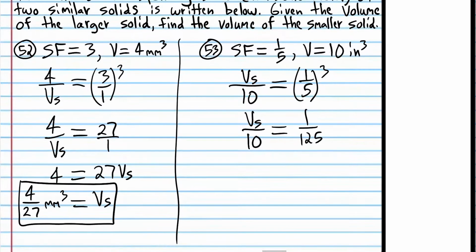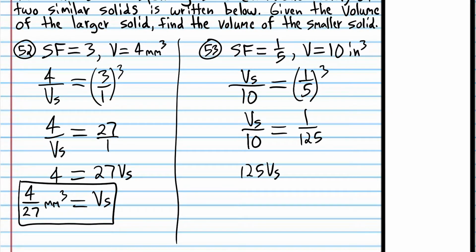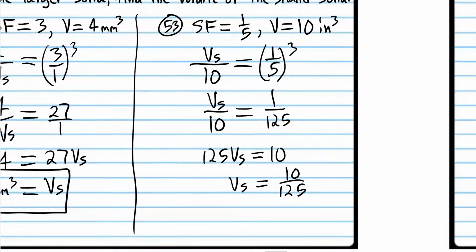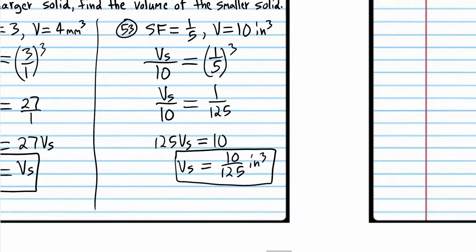And then we just cross multiply. 125 times VS is equal to 10. Divide both sides by 125. We have 10 over 125 cubic inches. So that's a very small fraction of a cubic inch.